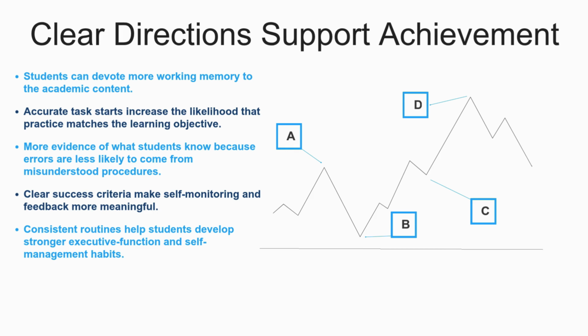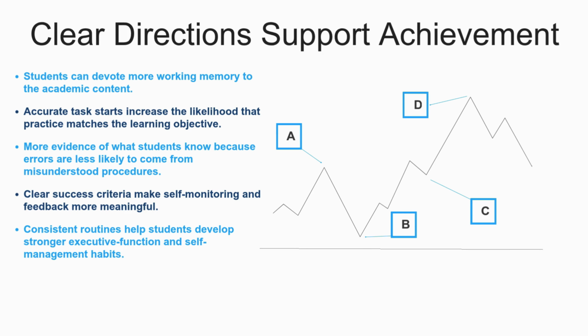Accurate tasks increase the likelihood that practice matches the learning objective, right? So if you have clear directions and students are completing those clear directions, it is more likely that they are going to achieve the objective. You have better evidence of what students know because the errors about the procedures are reduced, right? So a lot of times, whether we realize it or not, we get erroneous work because our directions weren't clear. We don't like to admit that, but simply by providing those clear directions, we can focus more on what they know rather than did they understand the directions.